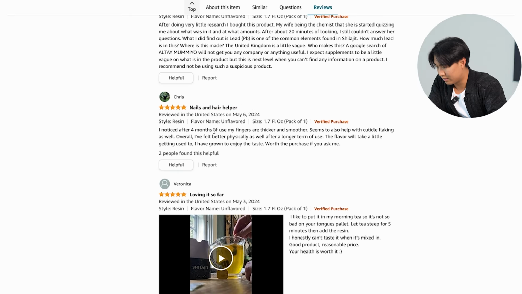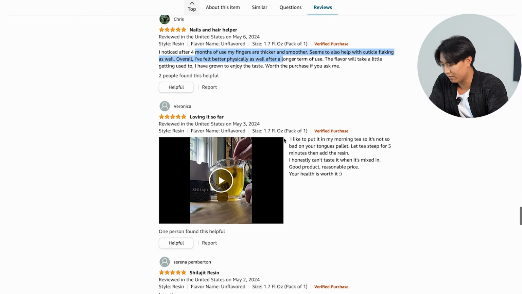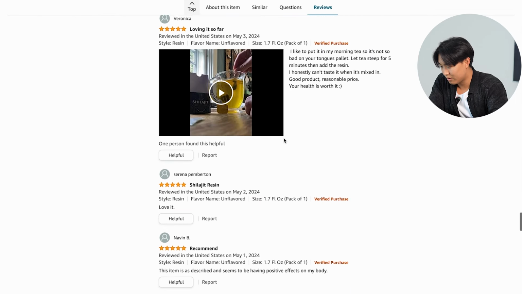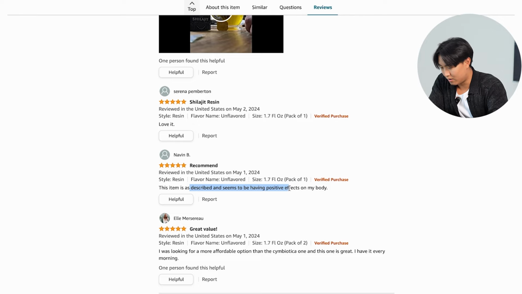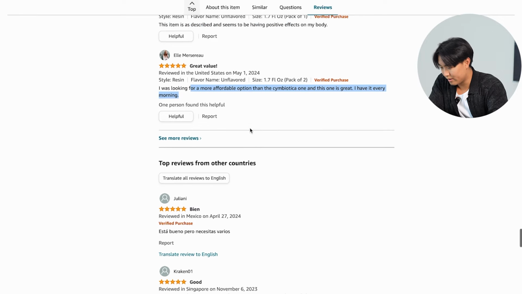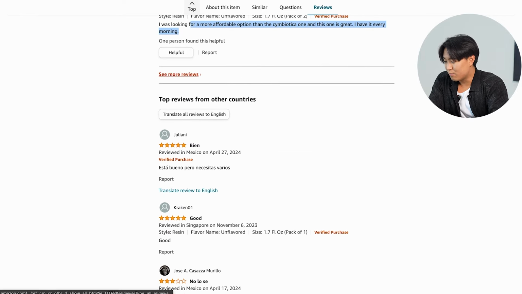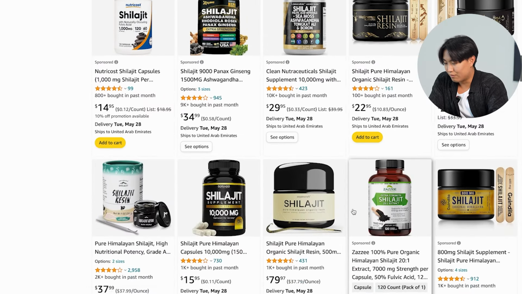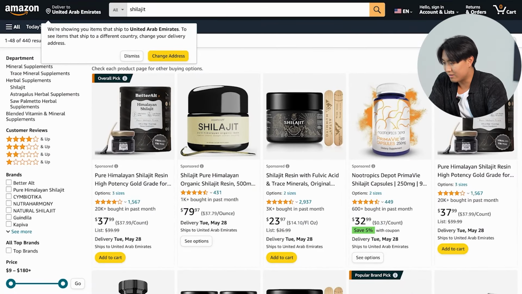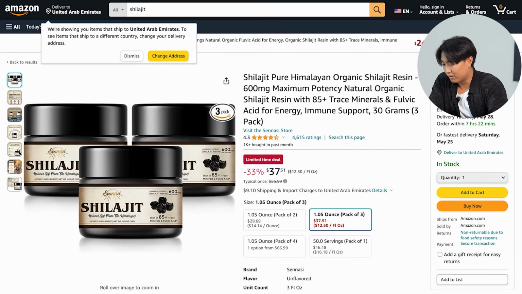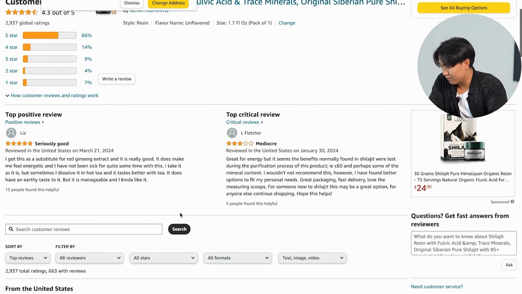Nails and hair helper, that's awesome. So Chris really found it useful when it comes to improving the quality of fingers and nails. Loving it so far, loving it so far. Positive effects, great stuff. Okay, so you see this product as a whole actually has a lot of top of funnel awareness because you can see it's already selling really well on Amazon, right? So that means there's a lot of demand for this.